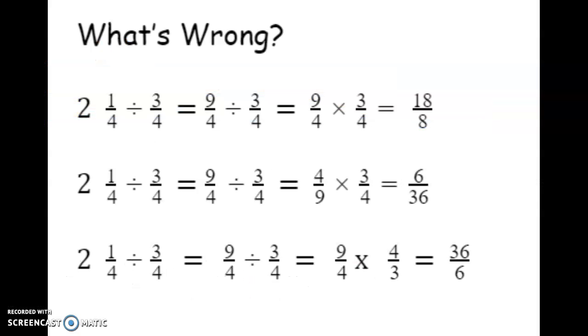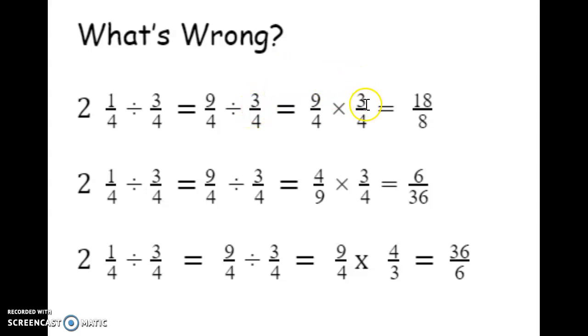Let's look at some of the common errors that students make when they're working with these types of problems. Let's look at our problem again. 2 and 1/4 divided by 3/4. 2 and 1/4 becomes 9/4. That looks good. Our division symbol became our division symbol, and 3/4 became 3/4. It looks like this student did the first step correctly. Let's look at the second step. 9/4 became 9/4. That looks okay. The division sign became a multiplication sign. That looks good.